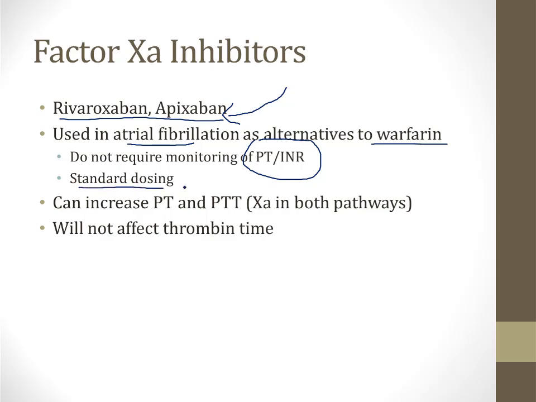Now, if you do test the coagulation cascade in patients taking a 10A inhibitor drug, you will see that these drugs can increase the PT and PTT. That's because 10A is involved in both pathways. You won't see any effect on the thrombin time, and that's because these drugs do not inhibit thrombin.